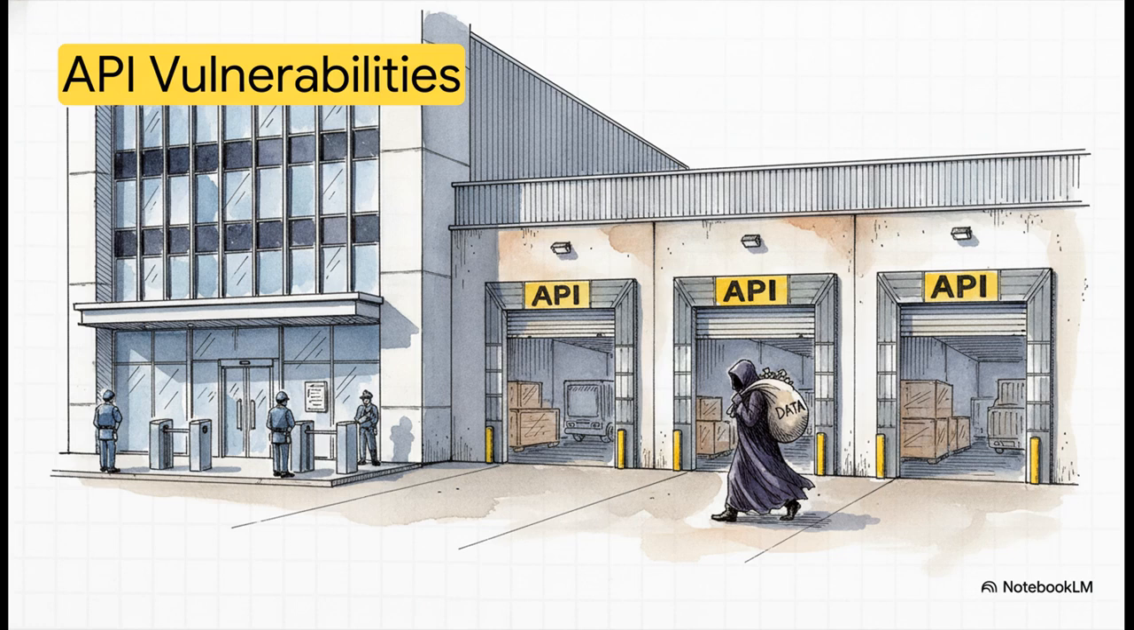Last but not least, let's talk about APIs. APIs are basically the glue of the modern internet. They let all our different apps and systems talk to each other at lightning speed. But that incredible efficiency can also become a huge risk if they're not locked down properly.